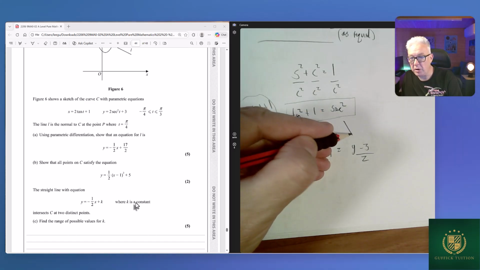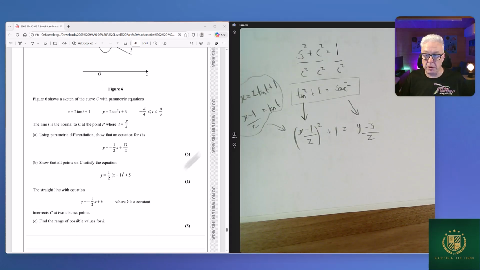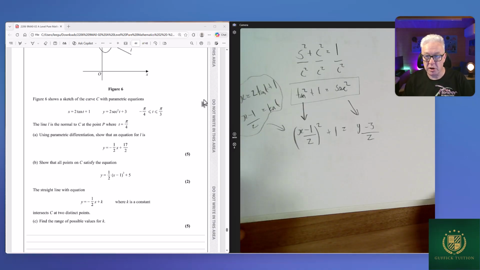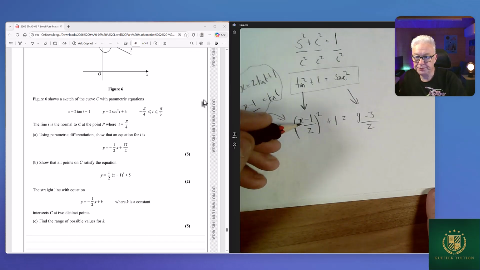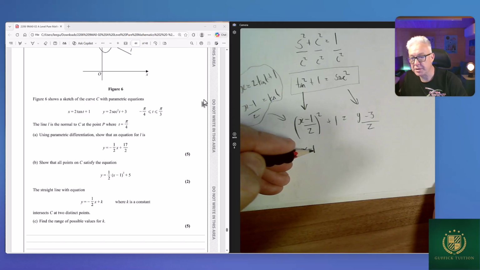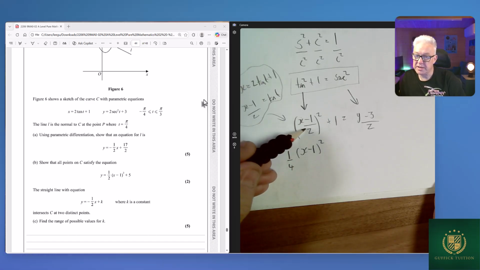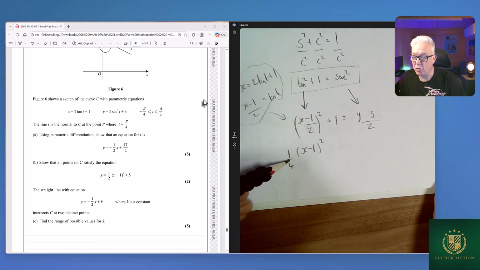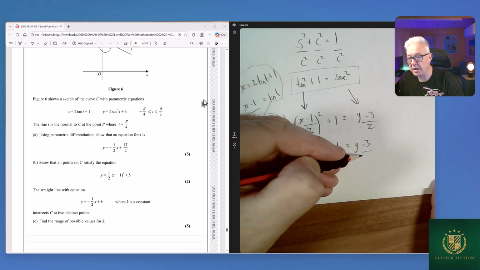So this is looking good now because we've basically used this identity to change it from parametric into Cartesian. So now it's just going to be a question of rearranging this whole thing. So let's see what's going to happen. Okay, so what I'm going to do is write that as (x minus 1) all squared, and I'm going to take out a factor of a half squared. So basically when you take that half out squared, it's going to become a quarter. Okay, plus 1 is equal to (y minus 3) over 2.